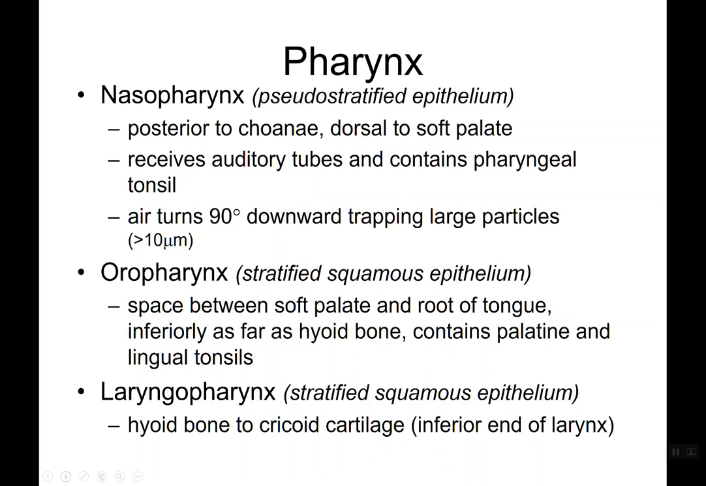So, note, we've got some differences in epithelial tissue between various areas of the pharynx. No, Orange, you cannot have my stylus. Go away.